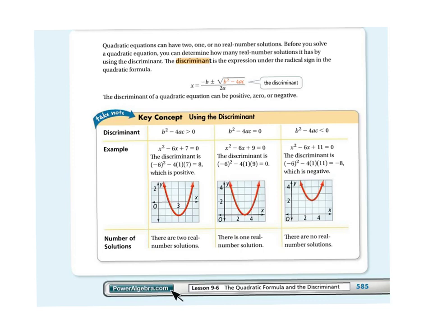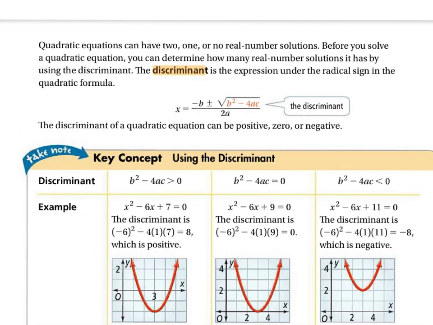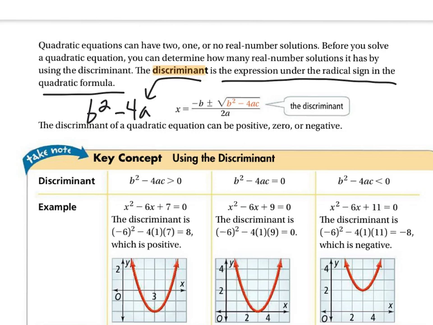The next part in the book talks about the discriminant, and we've already worked with the discriminant, we just didn't know what it was. So the discriminant is the expression under the radical sign in the quadratic formula. In other words, the discriminant is b squared minus 4ac. B squared minus 4ac is our discriminant. It's the part under the square root.